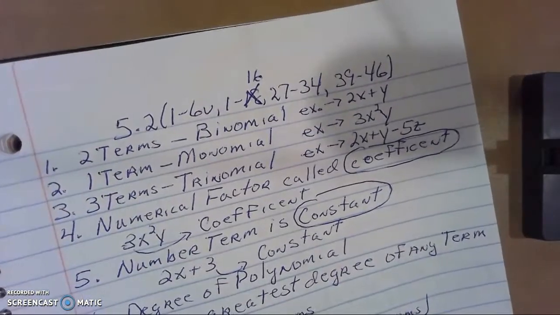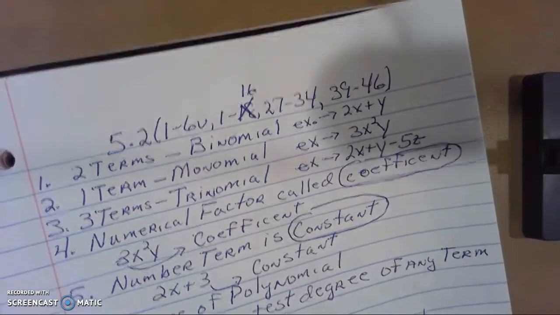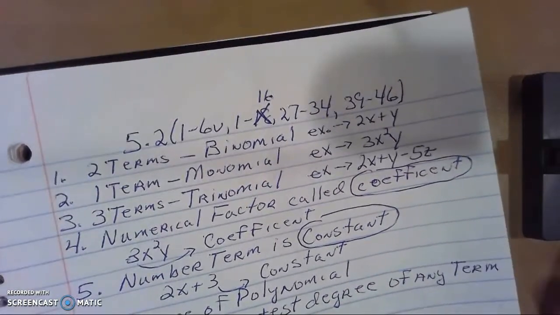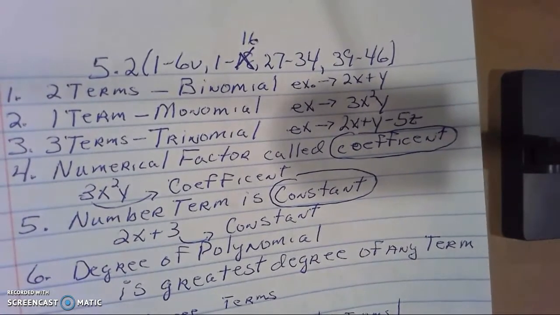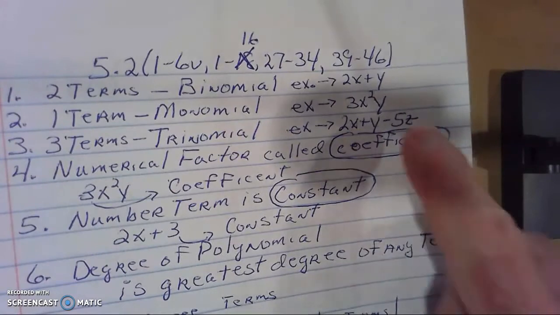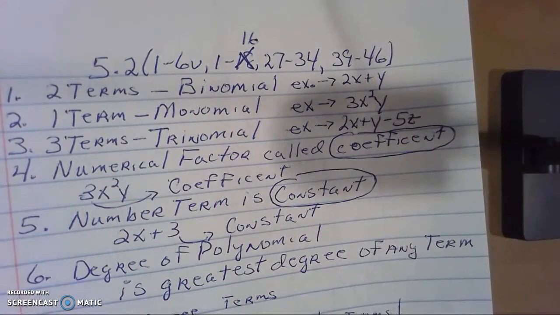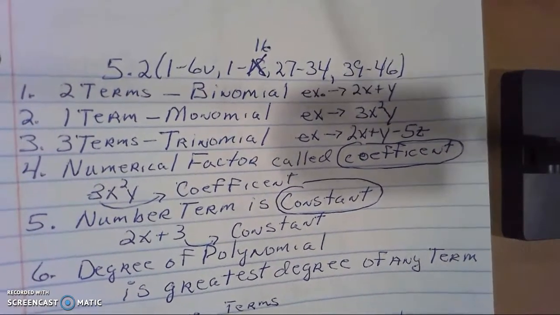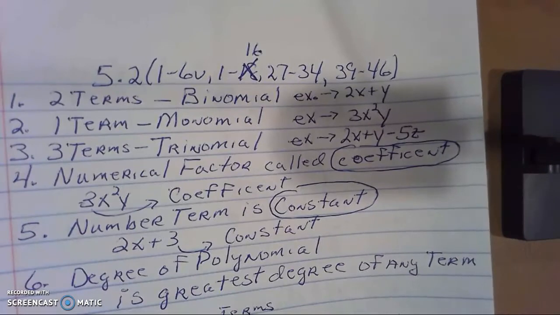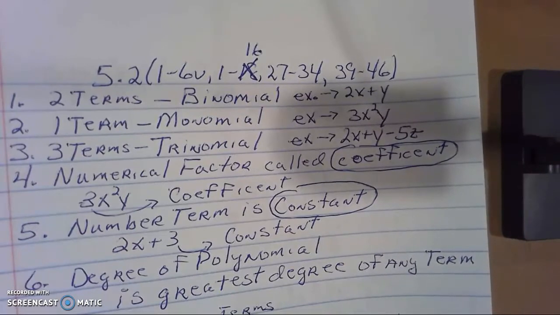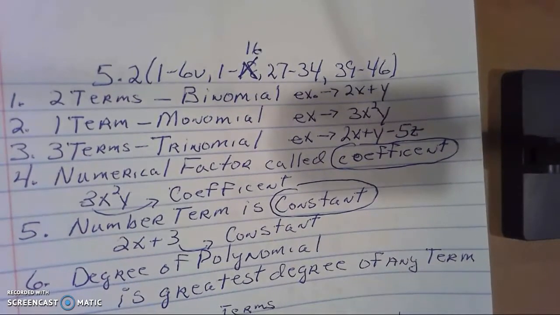Notice what we have here on the vocabulary. And yes, the vocabulary is part of your assignment also. Number 1, when you have two terms, it's a binomial. Example, 2x plus y. Those two terms because of the plus in the middle. Number 2, when you have one term, it's called a monomial. Example, 3x squared y. No addition or subtraction separating them.